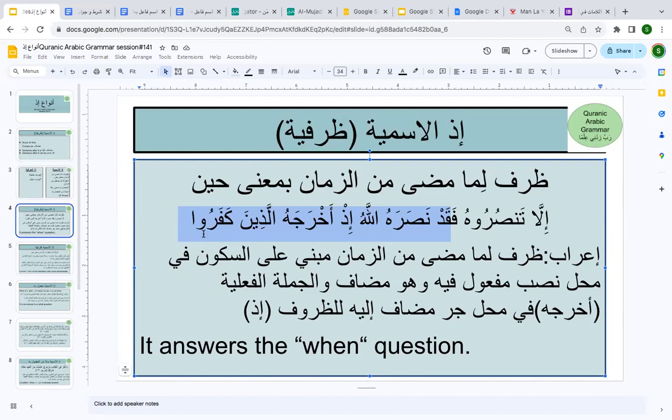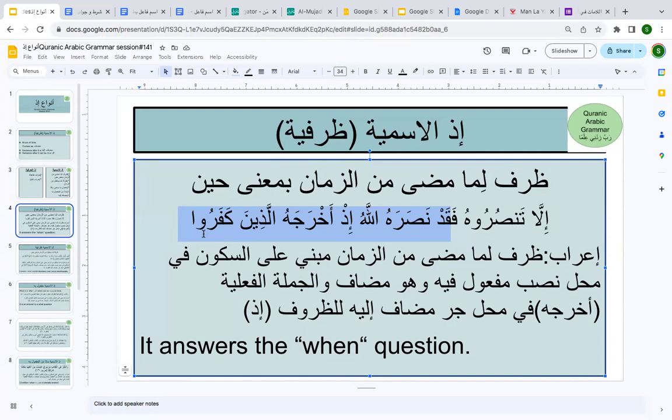Now I'm going to come back to Sister Ranaz's question. You have a jumla fi'liyya starting with nasara. Nasara, fi'l, mabni ala al-fatha. The attached pronoun is always going to be maf'ulun bihi. Lafzul jalala is the fa'il. Idh is answering: Allah helped him. When did Allah help him? Idh akhrajahu alladhina kafaru. When disbelievers expelled him, at that time Allah helped him. Is idh akhrajahu alladhina kafaru answering your one question?